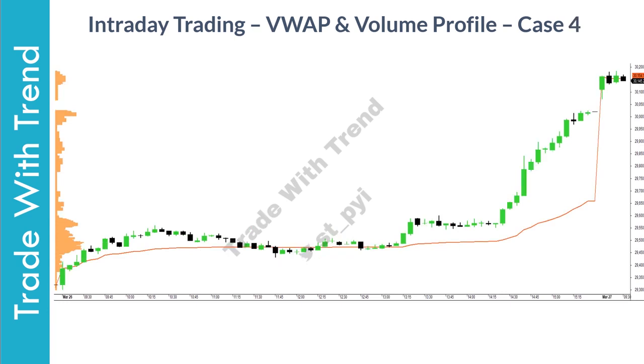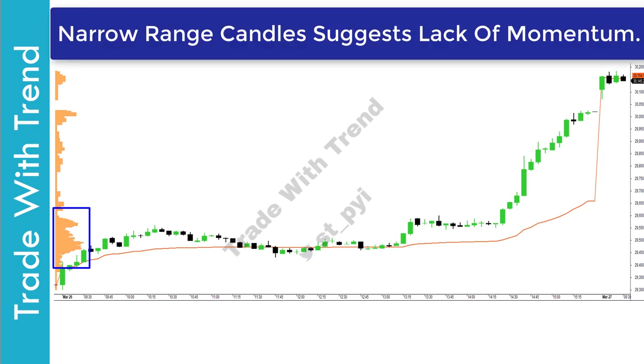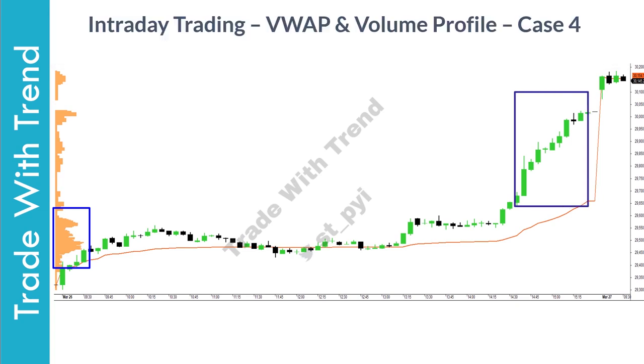In this fourth case, markings for high volume node is done in this region. Price here continuously takes support at the VWAP level. As price approaches VWAP region, size of the candles is not that wide, which suggests lack of momentum on the downside. At this stage, we get one wide range candle which moves above the high volume node region with strong momentum. Post this, price moves higher with more wide range candles which clearly represents strong momentum on the upside.